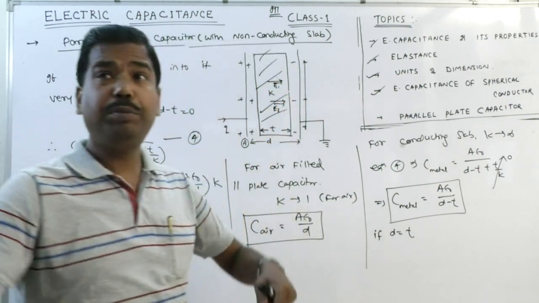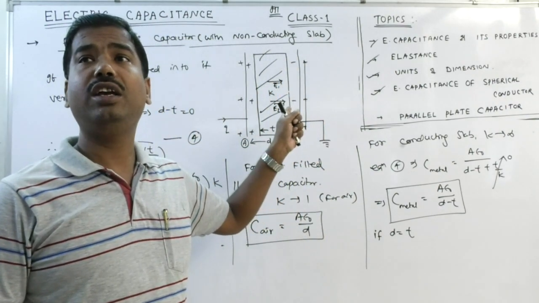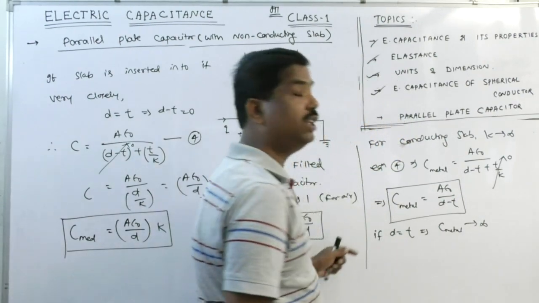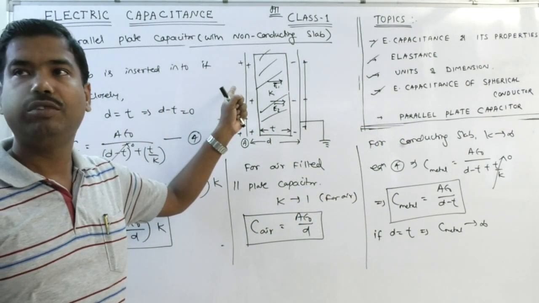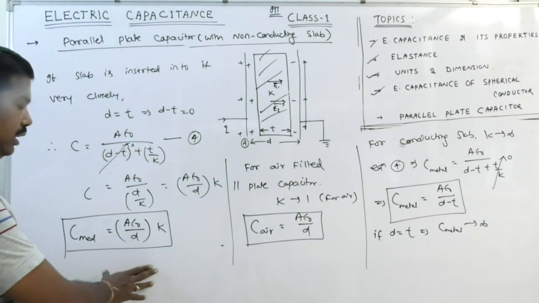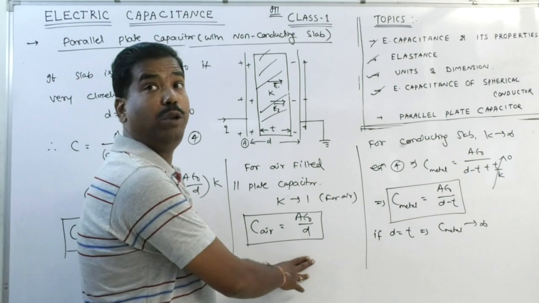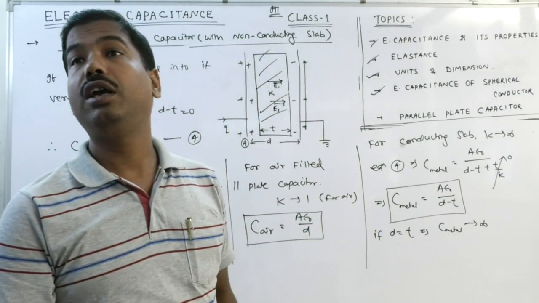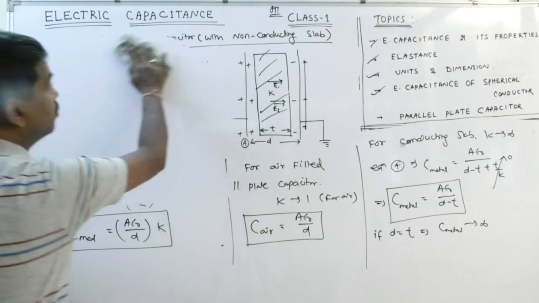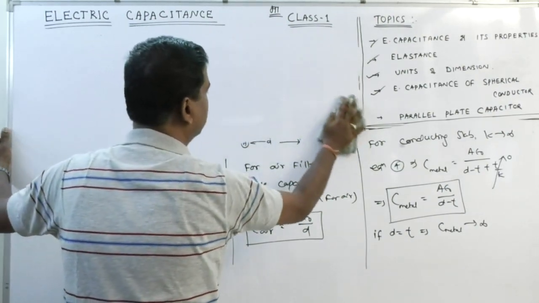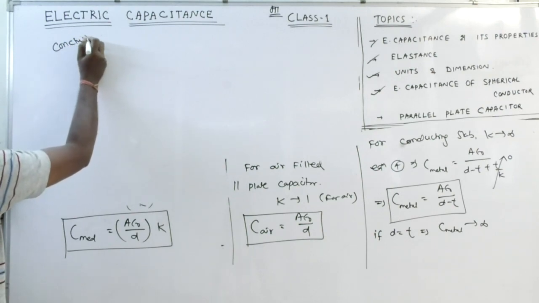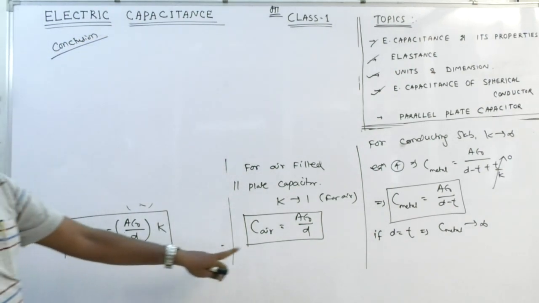If D is equal to T, it means the parallel plate capacitor is completely replaced by a metallic slab, then C metal tends to infinity. The capacitance increases to infinity times, or approaches infinity. Clear? So this is the expression with a non-conducting slab, this is the expression with an air-filled capacitor, and this is the expression with a metallic slab. Conclusion: this is with medium and this is with air.